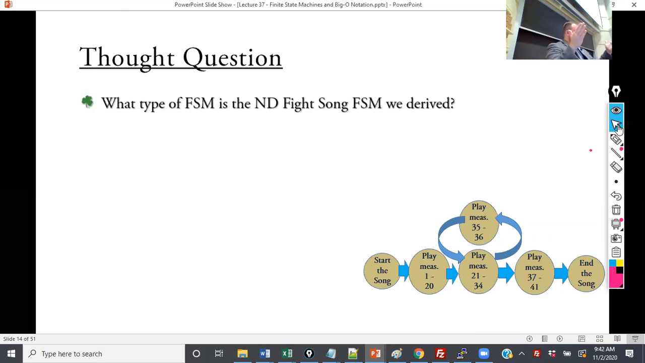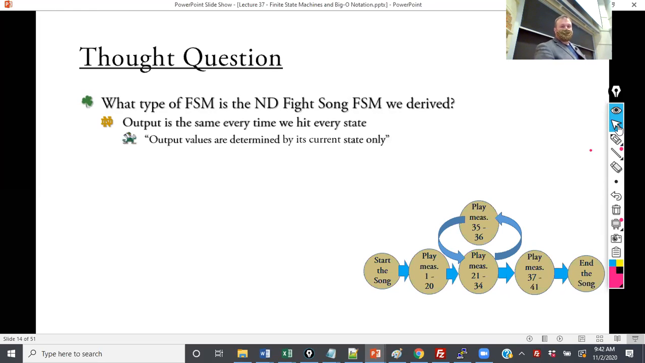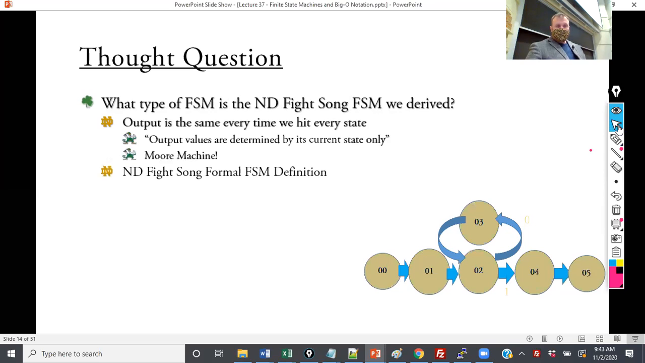So you are correct. This is a Moore machine, and the reason why is that the output is the same every time we hit the same state. We know that the outputs are determined by its current state only. That's part of the definition of the Moore machine. So there it is. It's a Moore machine.